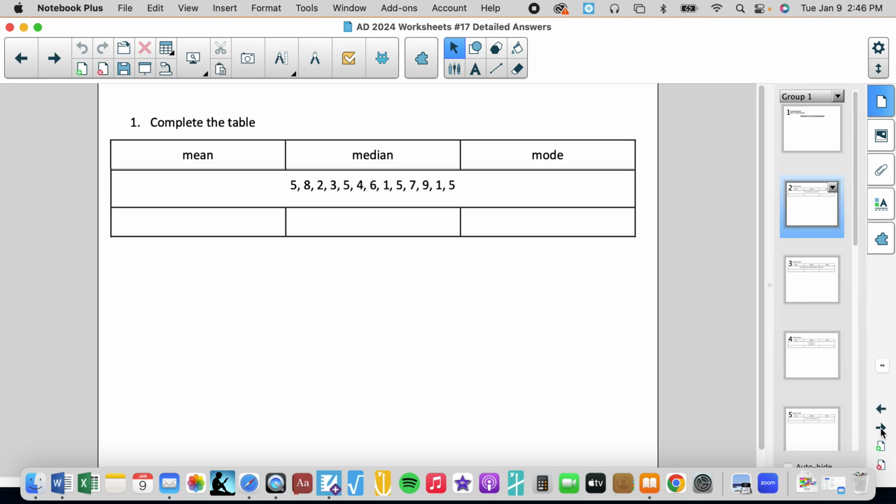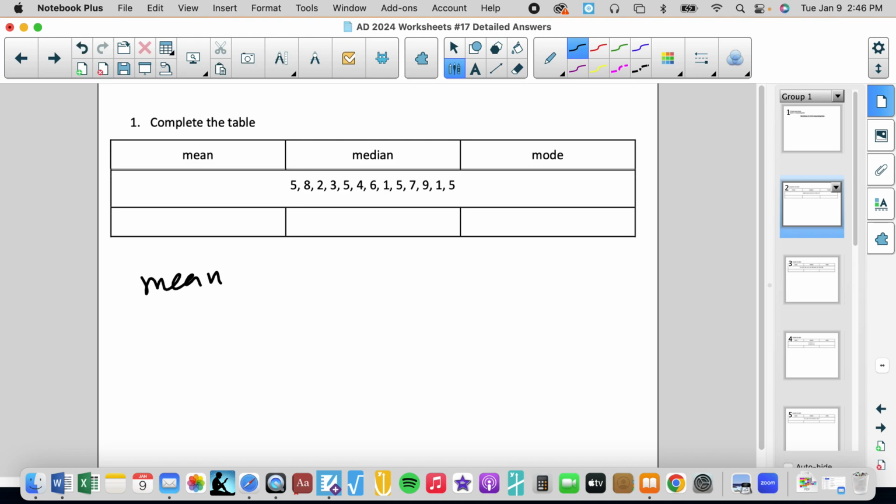So when we talk about interpreting data, we talk about the most basic statistical aspect, and we are going to find the mean, median, and mode. The mean is the average. We call that the average. And the average is the sum of the numbers divided by the number of numbers.